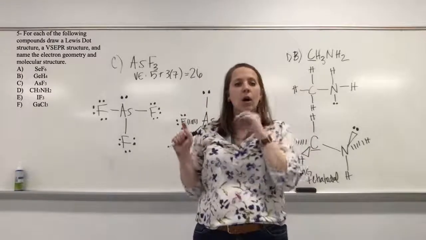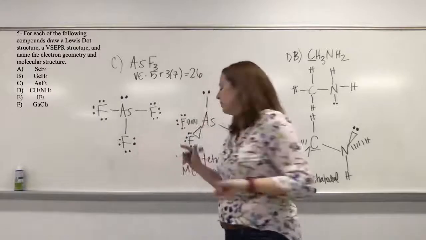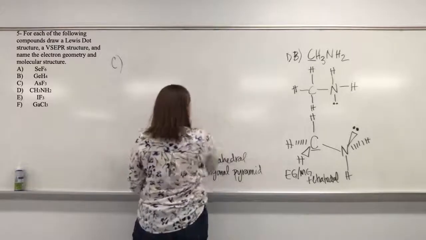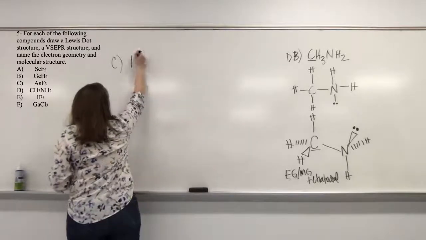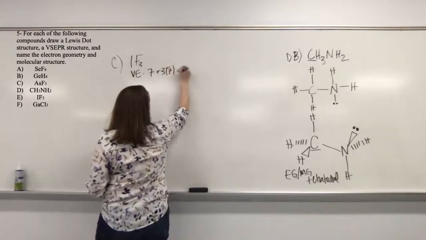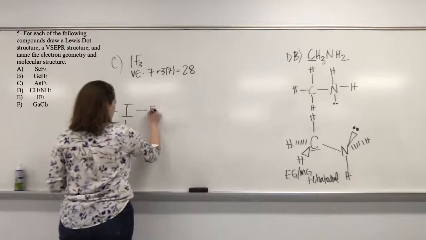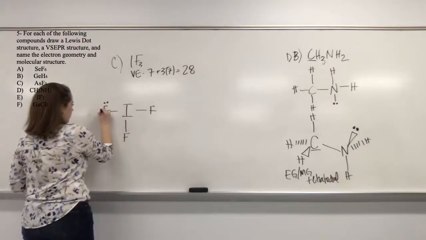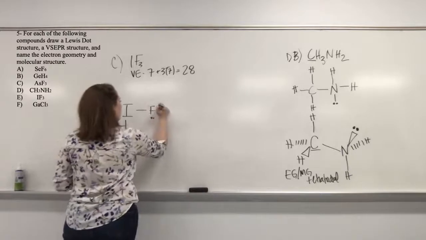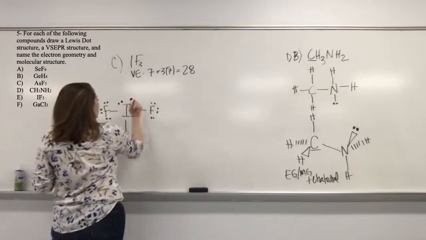Good questions. So on E, if you guys have questions about this one, you can go ahead and drop it in the chat. I'm going to work on E next, which is IF3. So the valence electrons are 7 plus 3 times 7, so that's 28. Put our iodine in the center, connect to 3 fluorines. Once we've completed the octet around all of the fluorines, we've used 24 of our 28, so therefore the iodine has 2 lone pairs surrounding it.